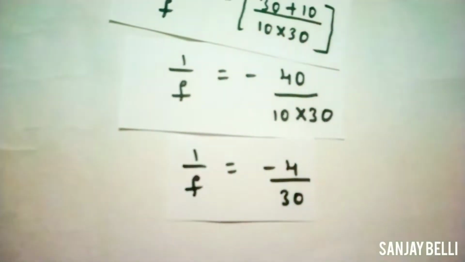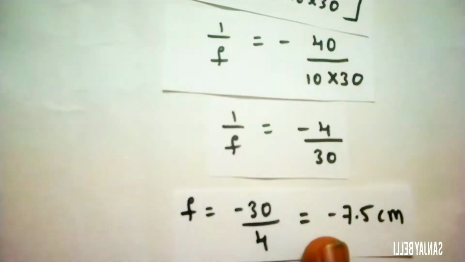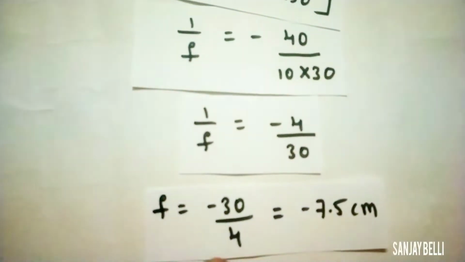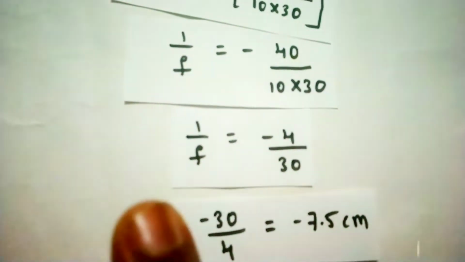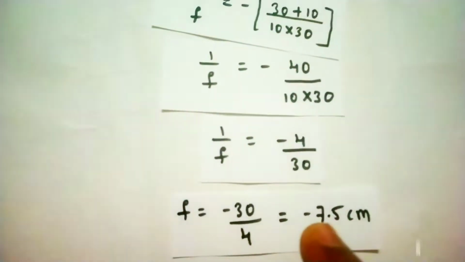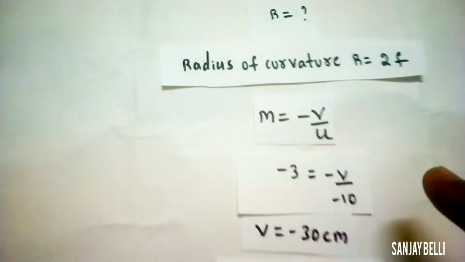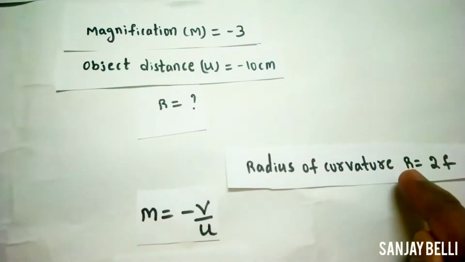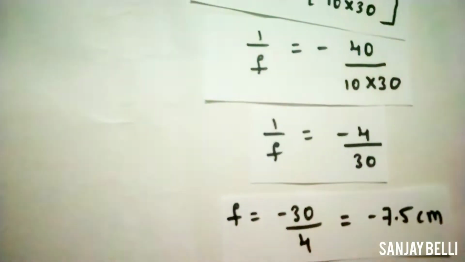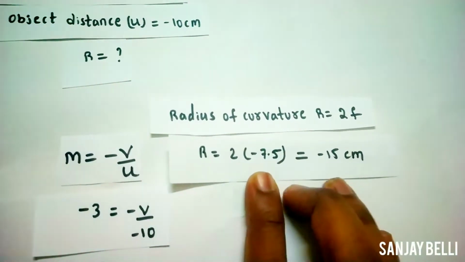Now 1 by f equals minus 4 by 30, but we want only f. So f equals minus 30 by 4. 4 sevens are 28, 2 remains, put the point and keep 20, 4 fives are 20. So you got f equals minus 7.5 centimeters. But what he is asking you to find is the radius of curvature. We have the formula r equals 2f, and f is 7.5. So 2 into 7.5 is nothing but 15 centimeters.